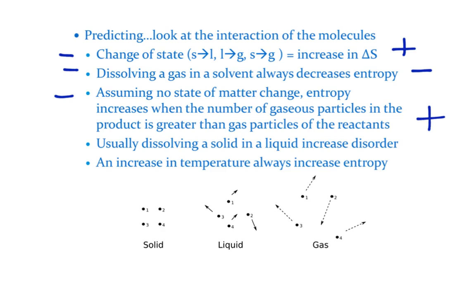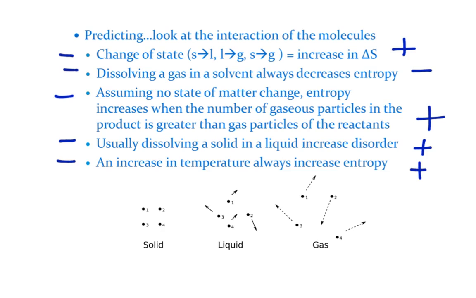Whenever we dissolve a solid into a liquid, we're also increasing its disorder. We're doing so because we're actually liberating it from its organized structure and allowing it to flow freely in the form of a liquid. And finally, anytime we increase the temperature, we're providing more energy, and more energy leads to more chaos. So anytime we increase our temperature, we will increase our delta S value.